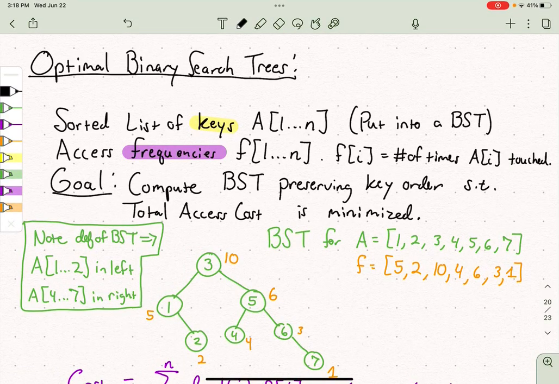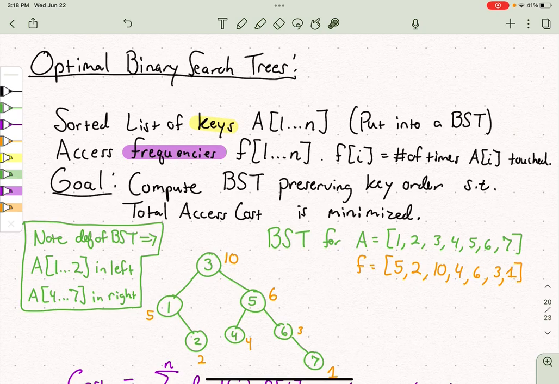In this lecture, we're going to discuss the optimal binary search tree problem. In this problem, we're given a list of keys that are sorted, and we want to put them into a binary search tree to be accessed later. We're also given a list of access frequencies. In particular, F_i is the number of times we expect A_i to be accessed in the tree.